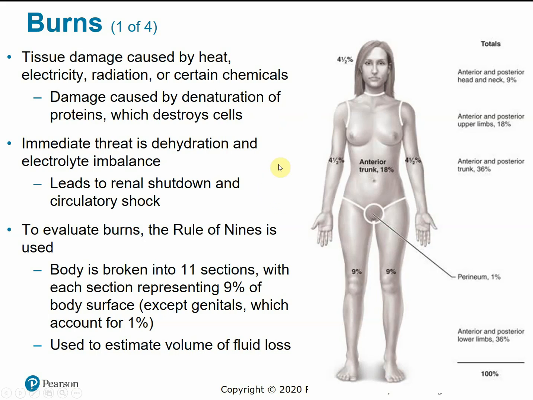So when we evaluate burns, generally we use the rule of 9. We break the body up into 11 sections to calculate what percentage of the body surface area each section is. Each section represents 9% of the body surface, except for the genitals. So we use this to estimate how much fluid has been lost.